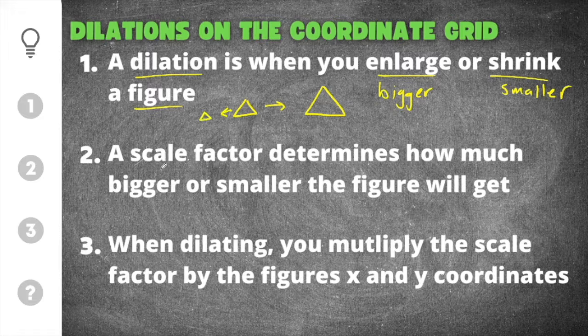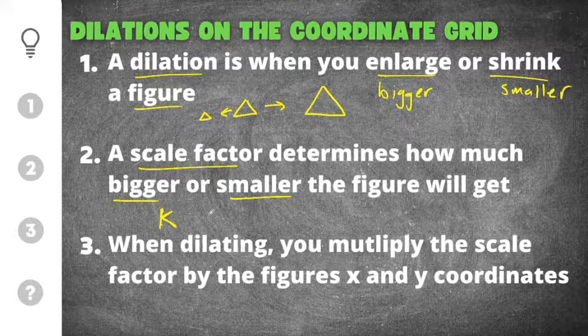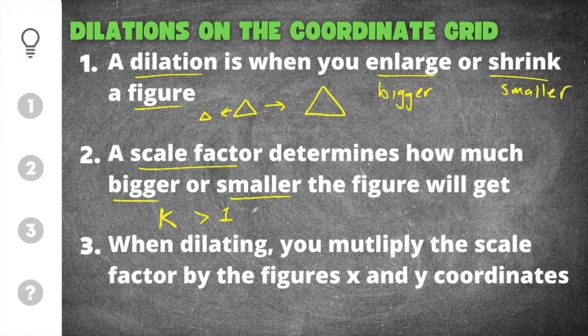The second thing you need to know is that a scale factor determines how much bigger or smaller the figure will get. The scale factor is labeled with the letter K, and if K is larger than 1, your shape will get bigger. So it's going to enlarge if the scale factor is greater than 1. If K is less than 1, your shape will get smaller. If the scale factor is less than 1, it's going to shrink the shape or make it smaller.